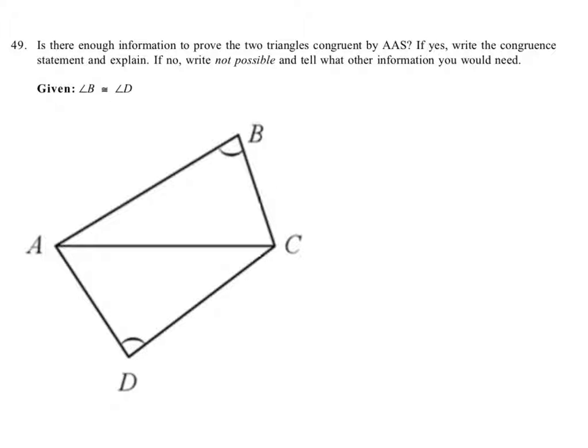They would like to know, is there enough information to prove the two triangles congruent through angle, side? If yes, write the congruent statement and explain. If no, write not possible and tell what other information you would need.